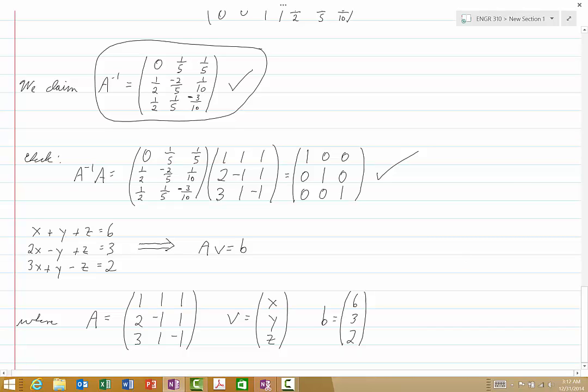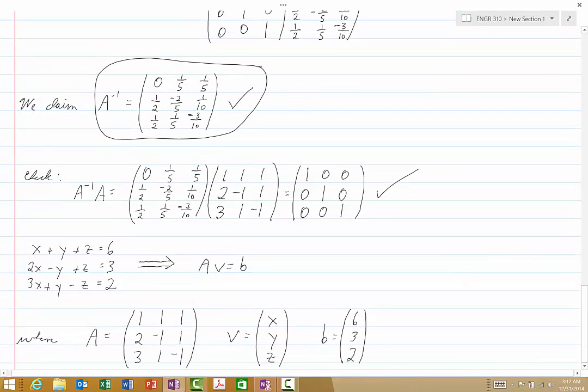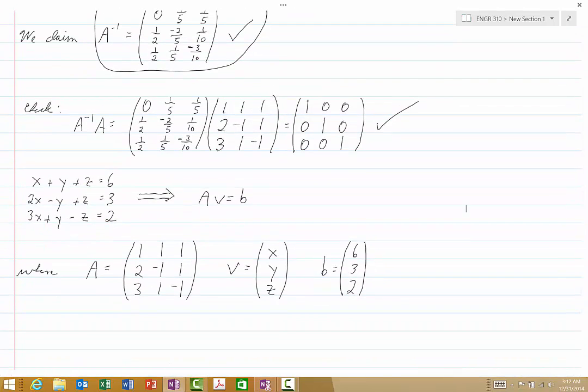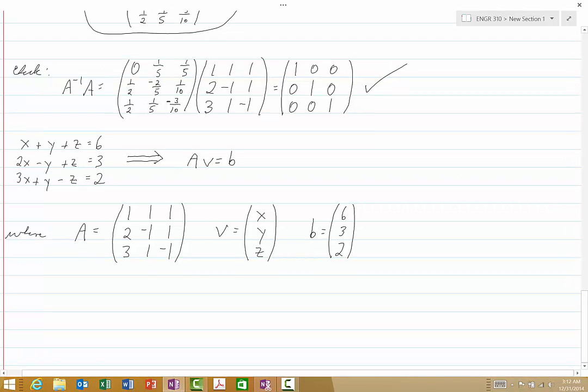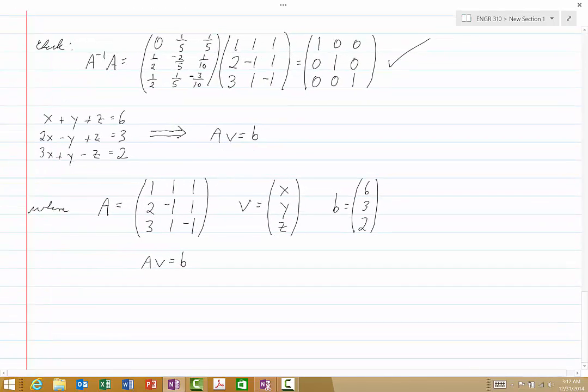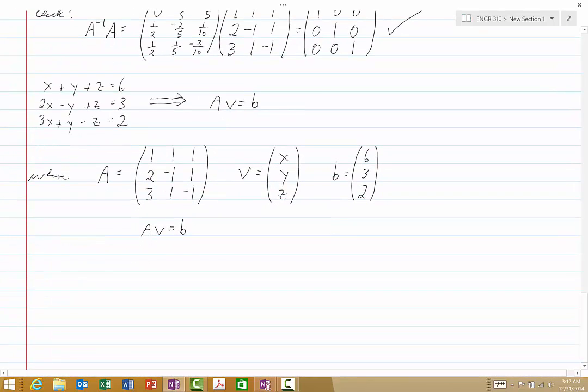So here you see our system of equations one more time, and we noted that that was the same as AV is equal to B. But now the important thing is that we now have calculated A inverse. So let's do the following. We take this equation, AV equals B. And now we can symbolically do this as follows. We'll multiply both sides by A inverse. So A inverse AV equals A inverse B.